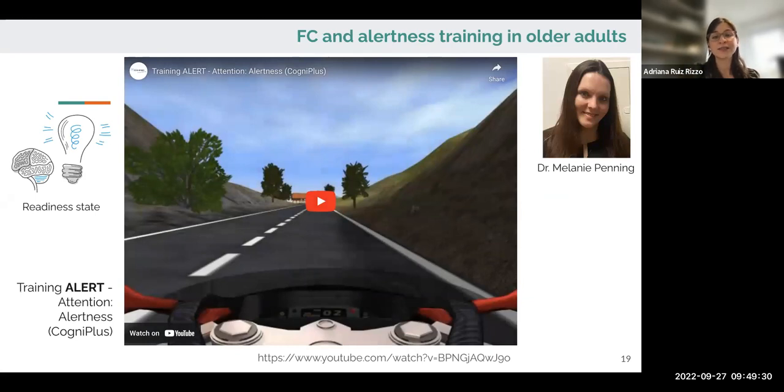And this is what the next study was about. We wanted to investigate whether alertness training could improve visual processing speed in older adults. Alertness refers to the brain's readiness state, so how quick we can respond to stimuli, or we can give responses. And this can actually be trained, for example, using computer tasks.